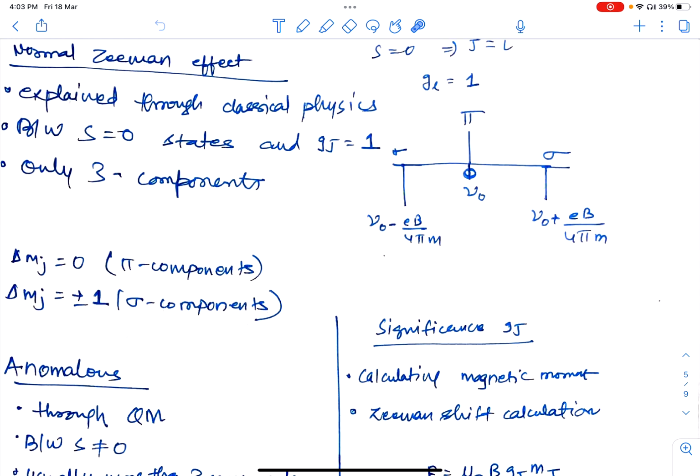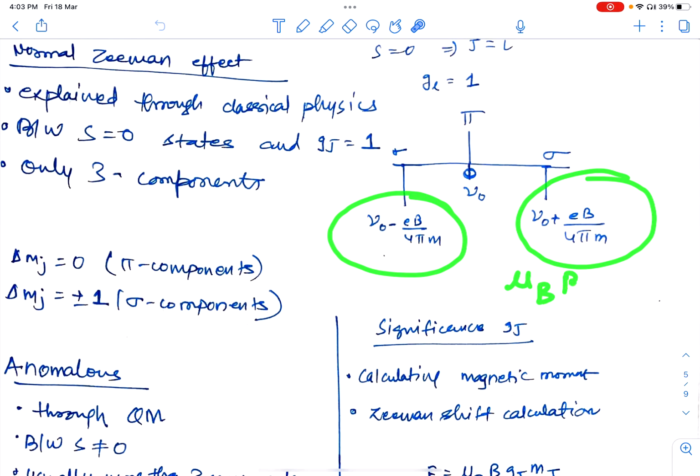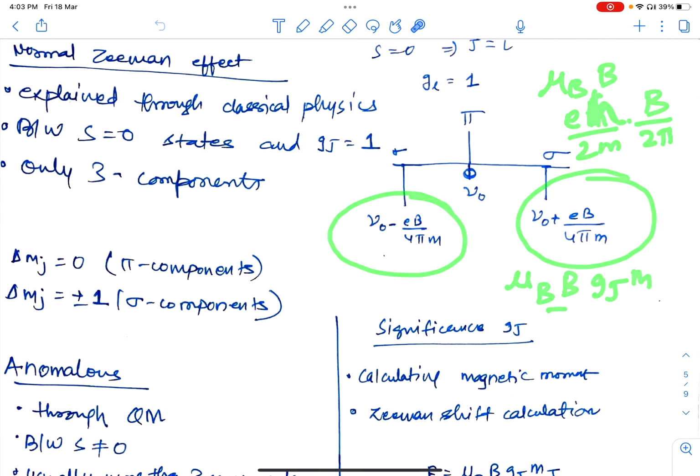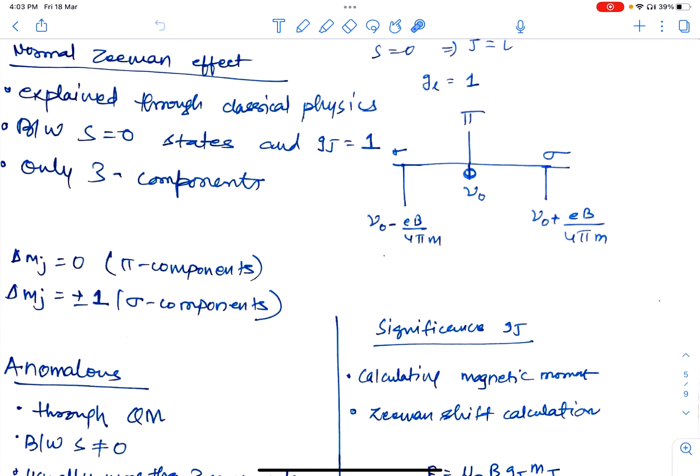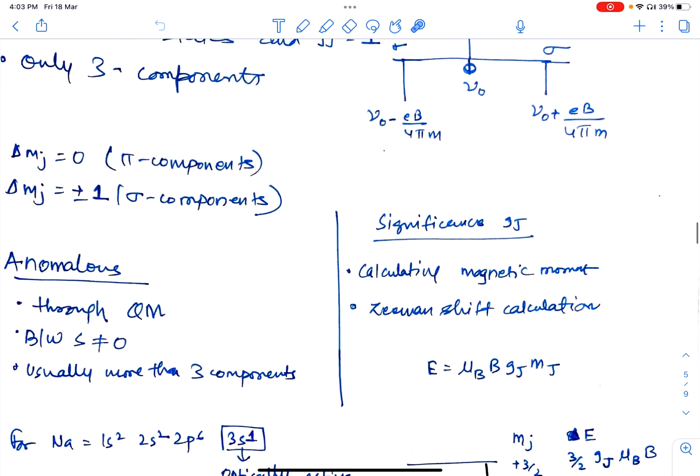Mu B B, it is mu B B gj mj plus minus 1, gj is equal to 1. So mu B B is what? Mu B, the Bohr magneton, is eh cross by 2m into B. So h is equal to h by 2 pi. So when we write, then it is eB by 4 pi m, right? And this is written in terms of frequency. We have already said that delta mj is equal to 0 is the pi component, delta mj is equal to plus minus 1 is the sigma component.